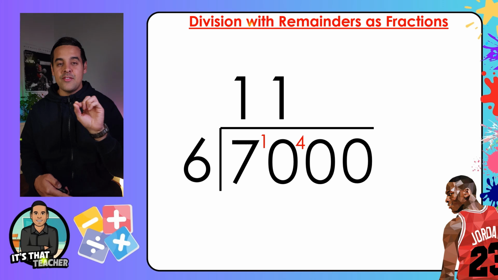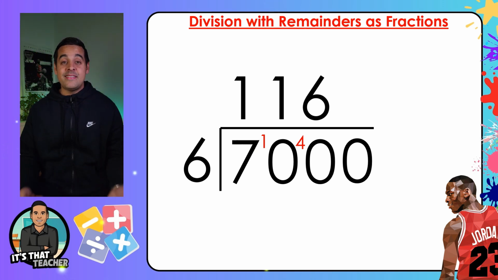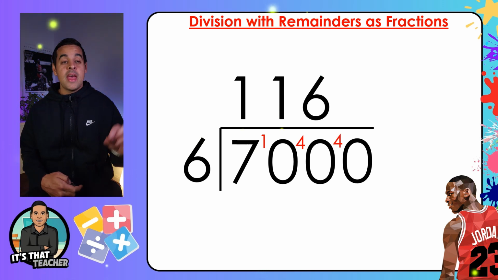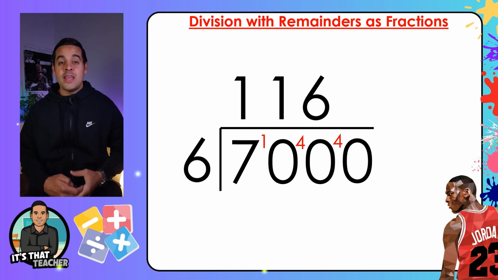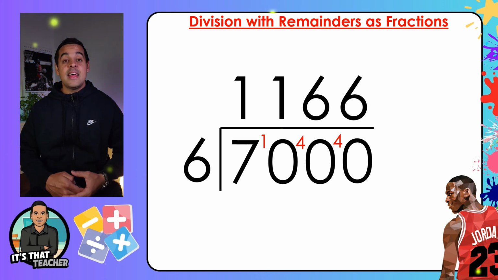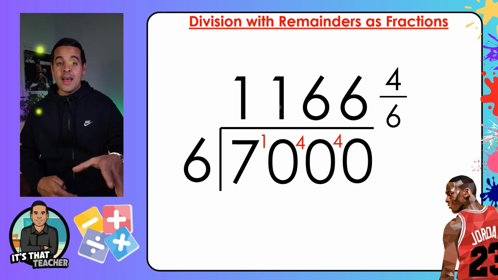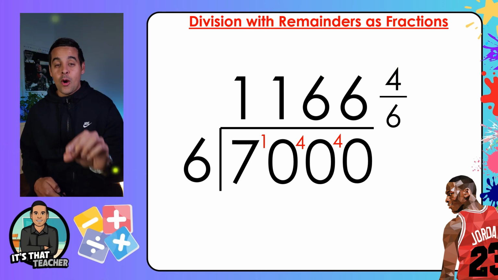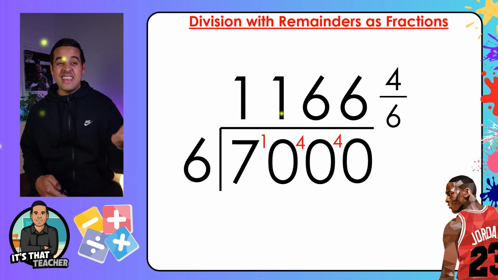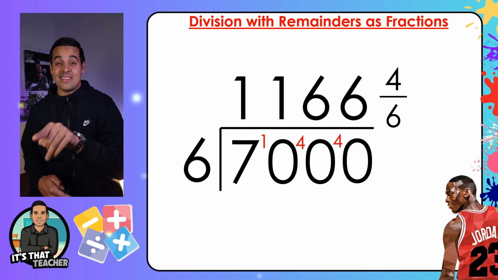How many 6's can fit evenly into 40? That would be 6, remainder 4 again. Follow the exact same process. How many 6's can fit evenly into 40? That would be 6. Now remember, following our rule, the divisor becomes the denominator. So you can see 6 becomes a 6th.